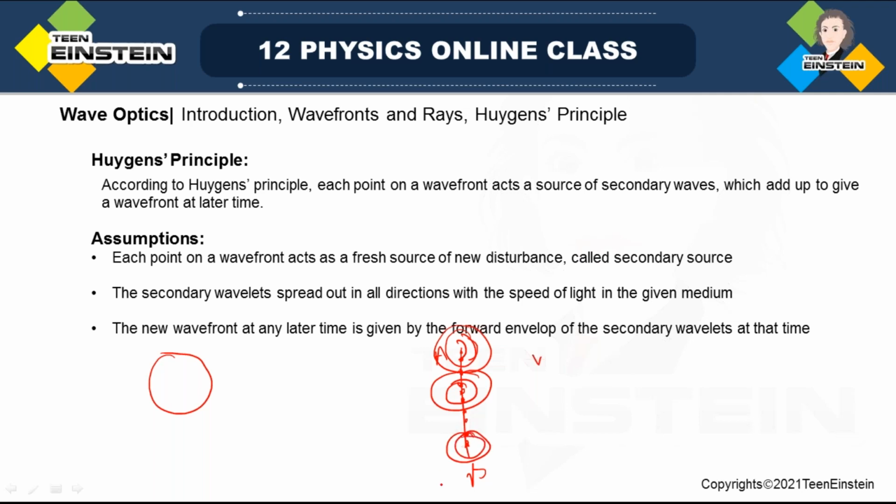So all the points on the wavefront will act as sources of new wavefronts or secondary wavefronts. Those wavefronts are called secondary wavelets. And the new wavefront at any later time can be given by the forward envelope of the secondary wavelets at any particular point.